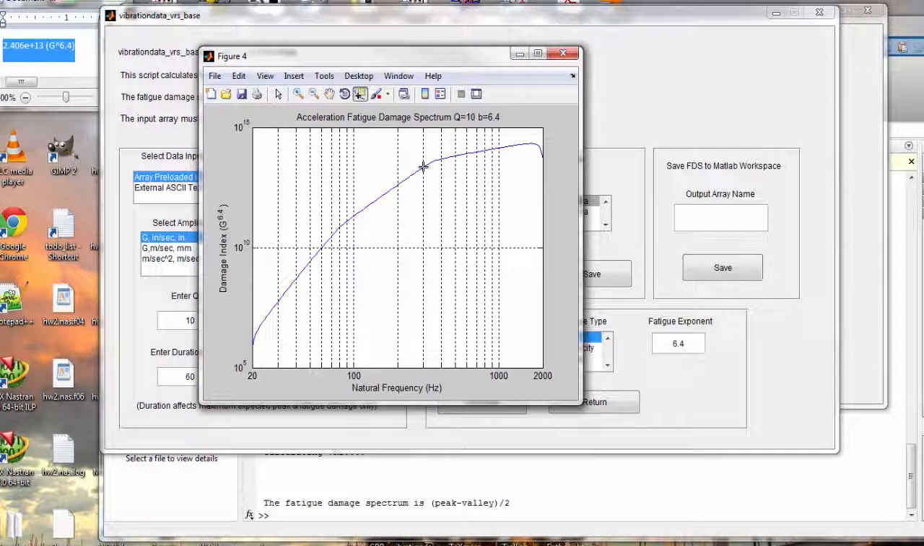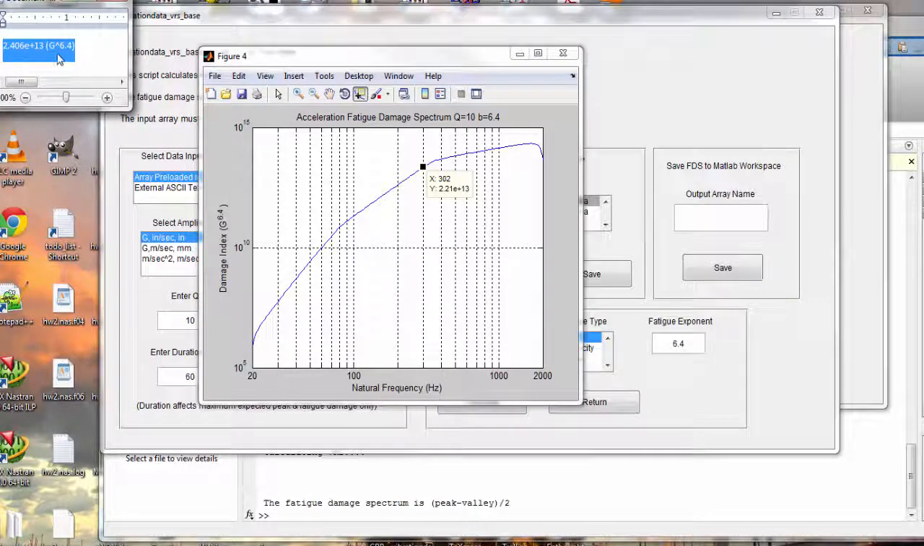And at 300 hertz, you can see we get 2.21 e to the 13th. Well, that's pretty close, within about 10% or so of what we have from our time domain calculation. But we did not do any time domain calculation to generate this curve. This was all done in the frequency domain.